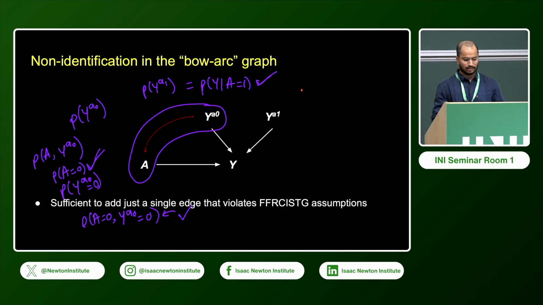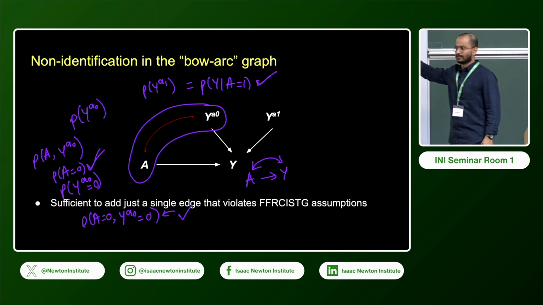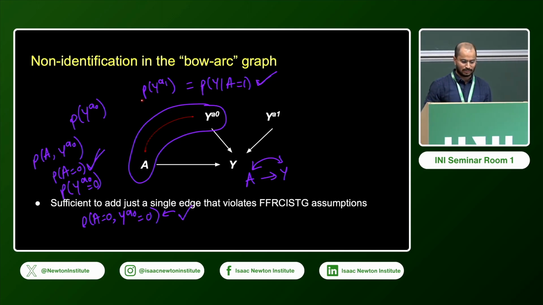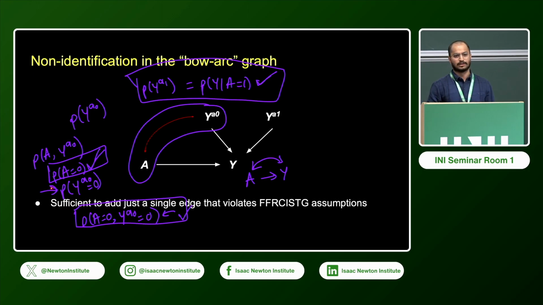Now, if you think about what the observed data is, the observed data is just A to Y, A bidirected Y. That's 2 binary random variables. I can have at most 3 parameters on this joint distribution. So I've already kind of exhausted all of the information in my observed data to identify this guy, and this guy, which must mean that this is not ID.